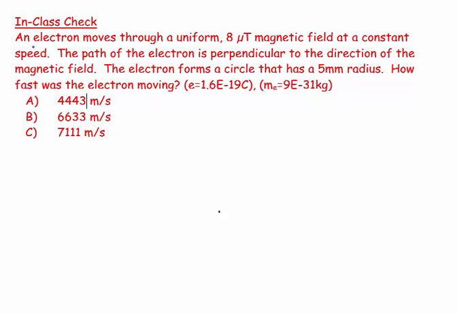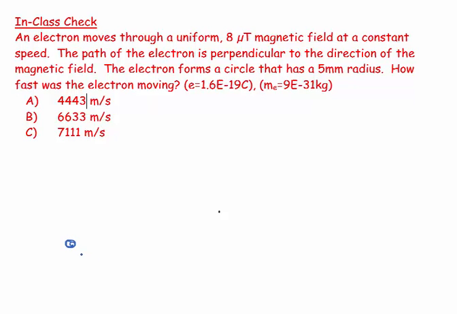Welcome. This question says an electron moves through a uniform 8 microtesla magnetic field at a constant speed. The path of the electron is perpendicular to the direction of the magnetic field. The electron forms a circle that has a 5 millimeter radius. How fast was the electron moving?